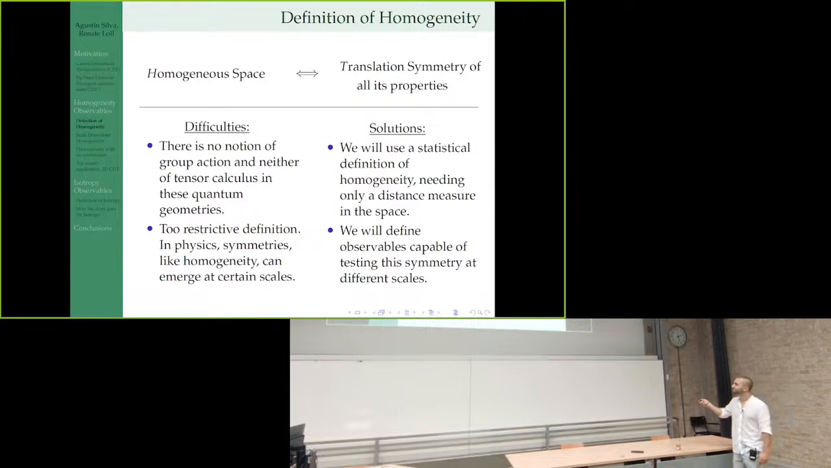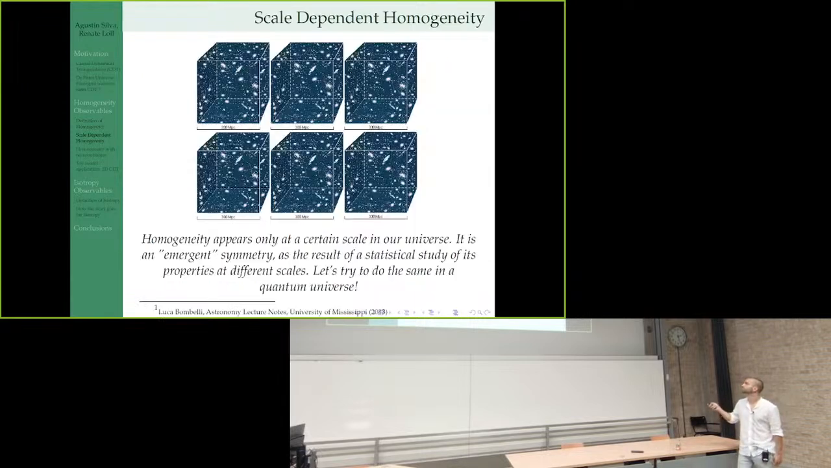And also, this is a very restricted definition. In physics, symmetries, like, for example, translation symmetry or isotropy, can emerge at certain scales. So we need to have a definition that is scale-dependent. If you're going to test symmetries, it has to be in a scale-dependent manner, and symmetries might emerge at different scales. So we will use a more statistical definition of homogeneity, and we will not use any group action. We will only use a distance measure and a volume measure, which is all we have in this causal dynamical triangulations approach. And we will define observables that are capable of testing this symmetry, as I said, at different scales.